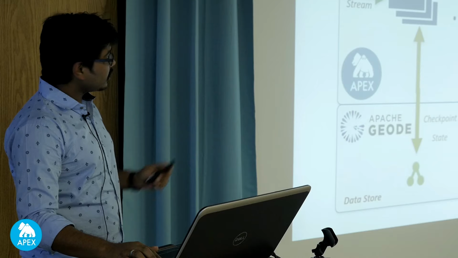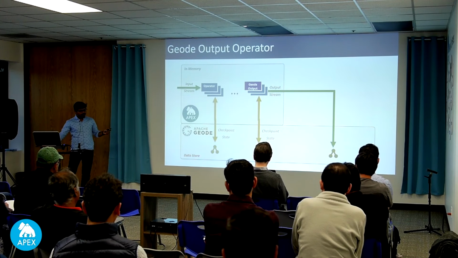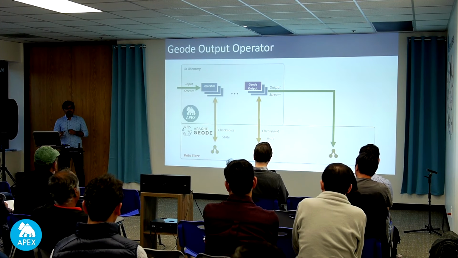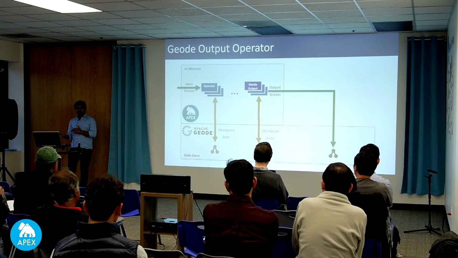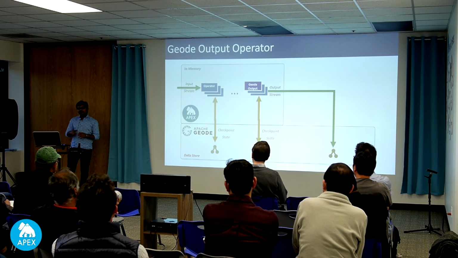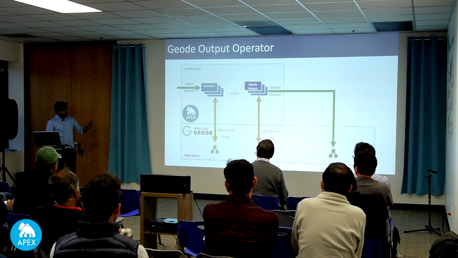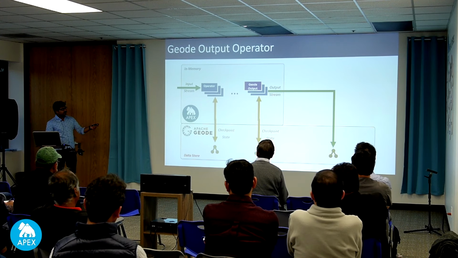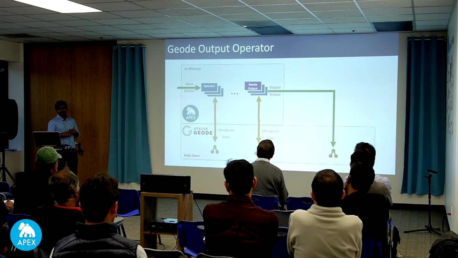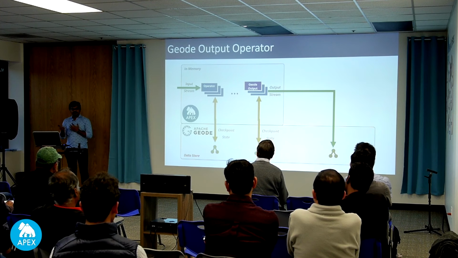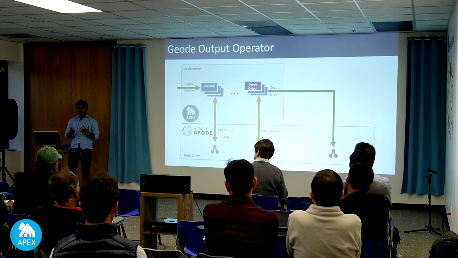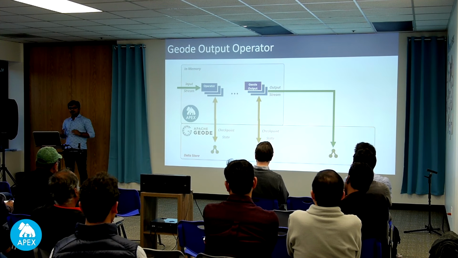So an Apex application should be able to write this data to an in-memory Geode cluster, which will give a much higher write throughput just because it is purely in memory. So we integrated a Geode output operator which can take different kinds of data sets. You can have pure byte arrays or complex POJO objects which get written to a Geode cluster.